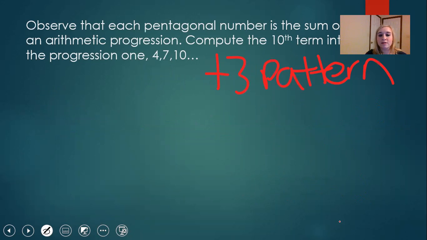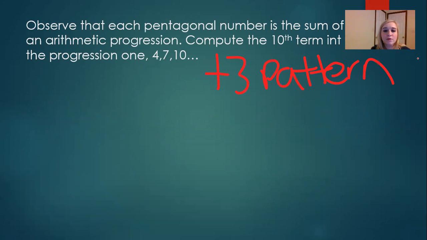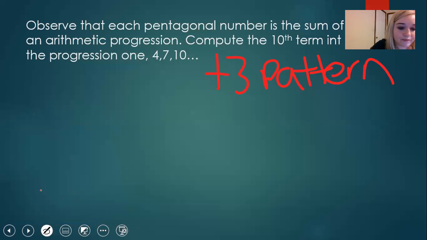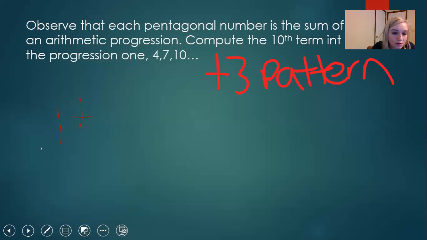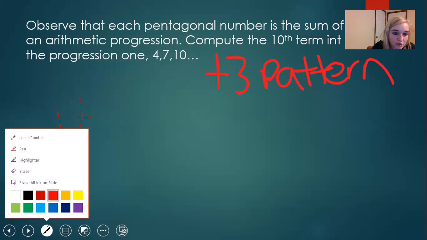And so next it says observe that each pentagonal number is the sum of an arithmetic progression, and to compute the 10th term. So what we're going to do is find the 10th term by just doing what we were doing before, and we're going to look at that pattern. So 1, I should make that a little bit bigger, huh? Okay, let's start over. Make this a little bit neater for you.